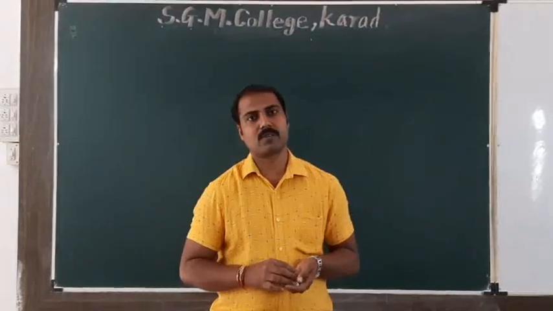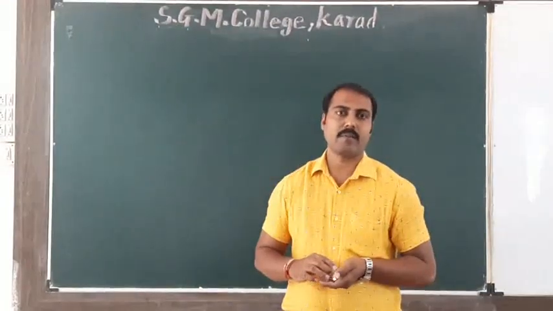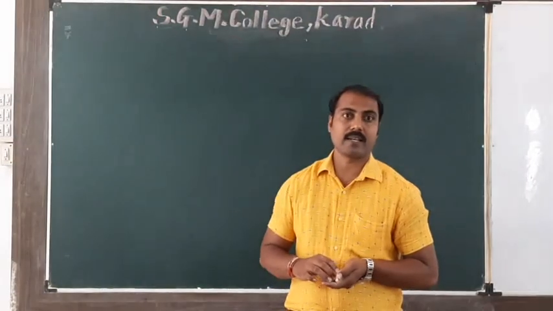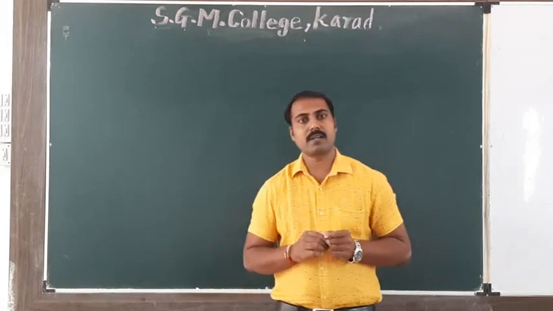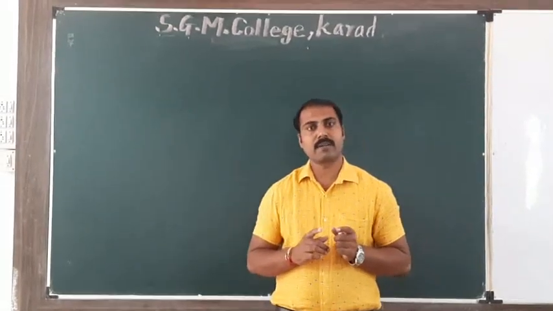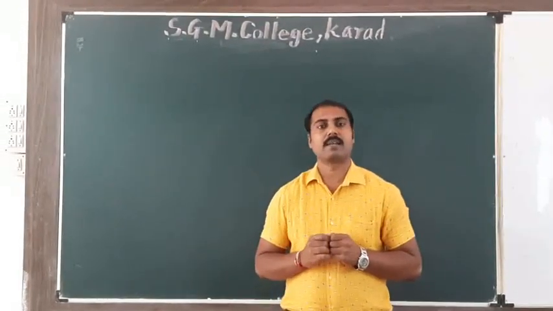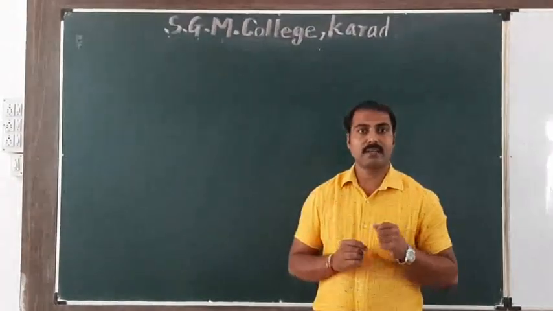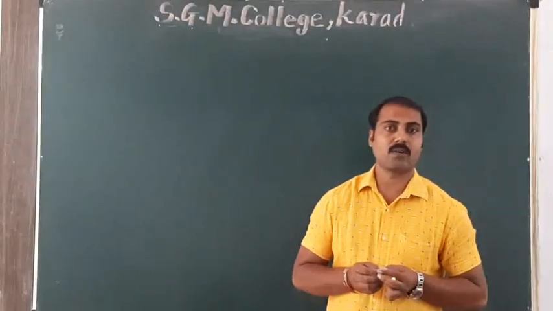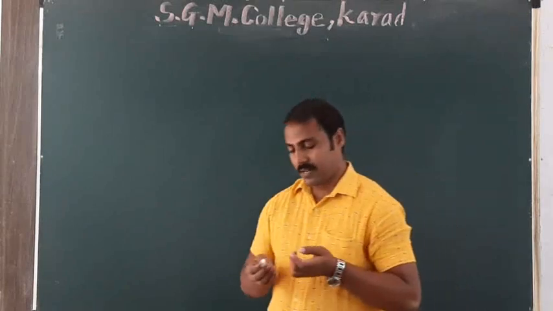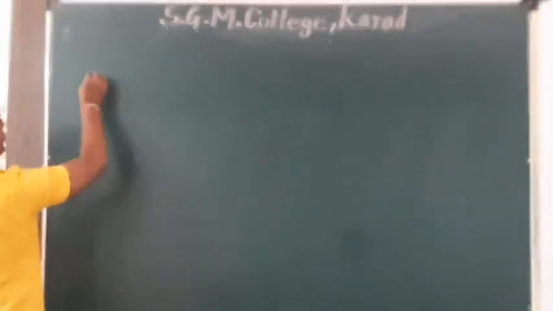In previous videos, we have learned about integration by partial fraction. There are three types of integration by partial fraction. First one is denominator contains non-repeated linear factor. Second one is denominator contains repeated linear factor. And third one is denominator contains irreducible quadratic equation. In today's lecture, we learn about this third type.